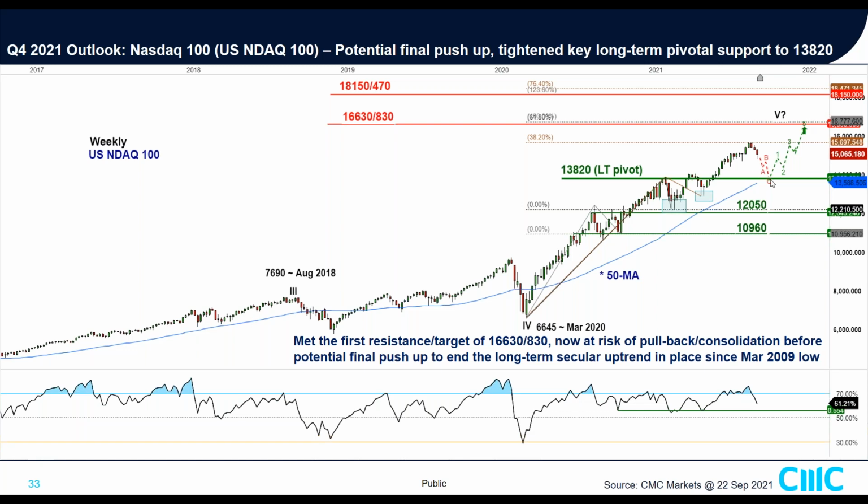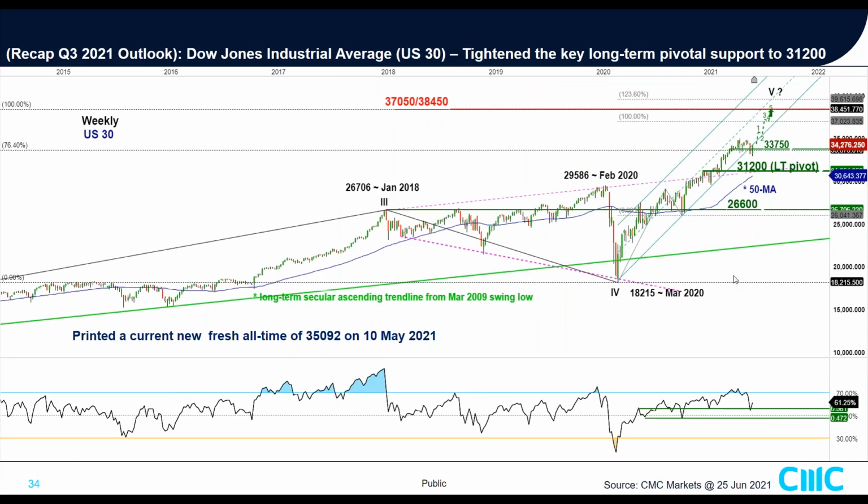However, a weekly close below it will invalidate this bullish scenario, where the risk starts to increase for a trend reversal of the long-term circular bull run that has been in place since the March 2009 low. So the next support level where we may see a further decline will be towards 12,050, followed by 10,960.